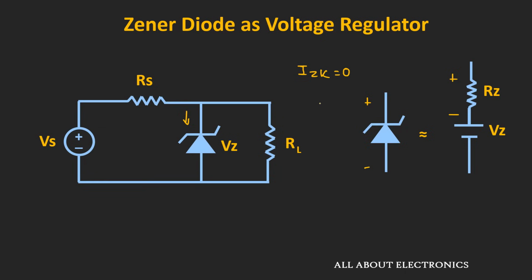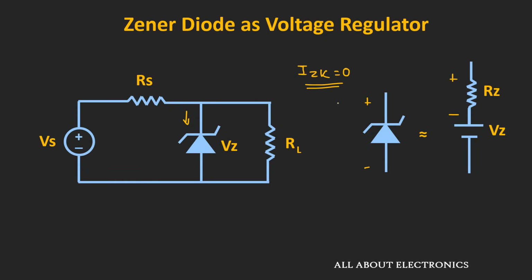Apart from that, we had also assumed that the current Izk for the Zener diode is equal to 0. It means that in reverse bias condition, to turn on the Zener diode, the required current is 0. But in practical case, we require some finite current to turn on this Zener diode. So while designing the practical circuits, we should also consider this minimum Zener current.